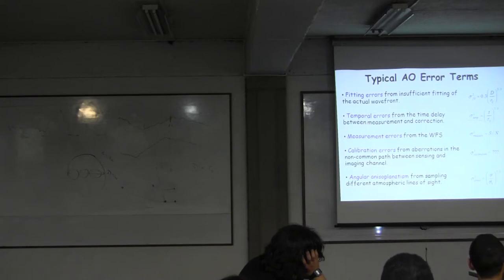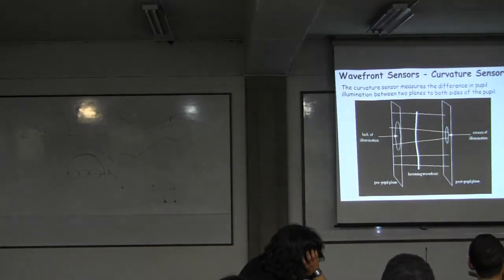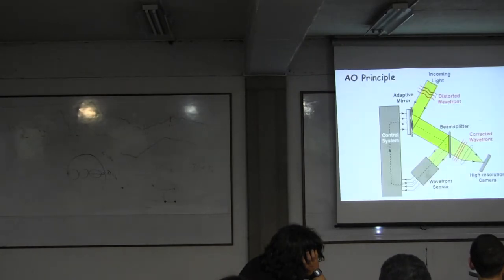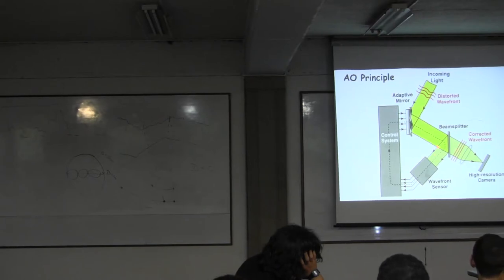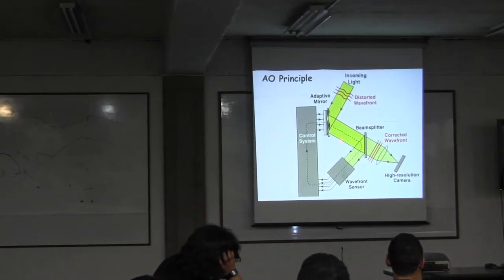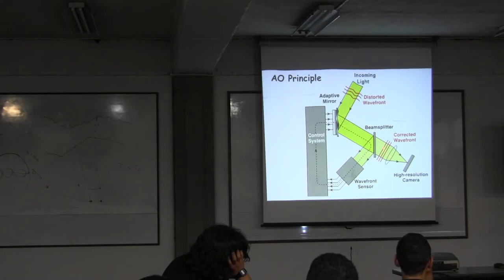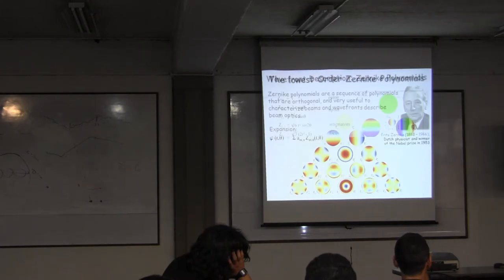There are also calibration errors, and that's very simple. You have a beam splitter here, and all the control does is correct for aberrations within this part of the system. It will not know whatever is happening behind that beam splitter. The wavefront sensor gets information only from the system down to here. So if you have a camera mounted to your adaptive optics system that has some aberrations, the AO system wouldn't know about it, so you cannot correct for it.